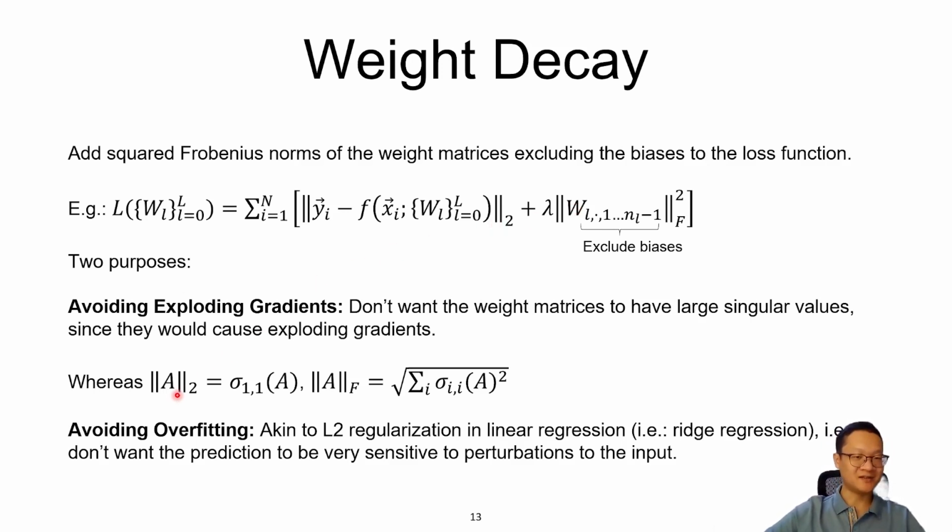It turns out that the induced two norm of any matrix A is equal to the largest singular value of A. But the Frobenius norm of A is equal to the square root of the sum of squares of all the singular values. So basically, if we penalize the Frobenius norm, we're indirectly penalizing the largest singular value of A. That is very helpful for reducing the chance of exploding gradients. Of course, we know that L2 regularization is also very helpful for avoiding overfitting.